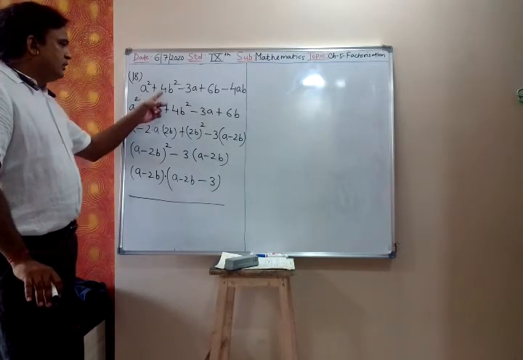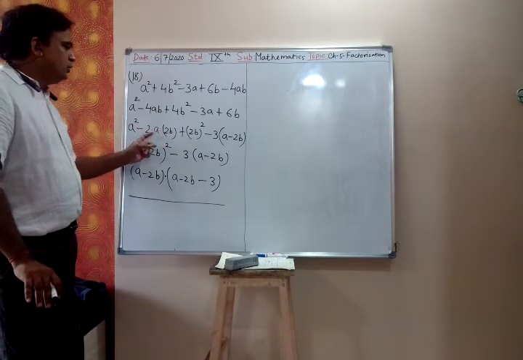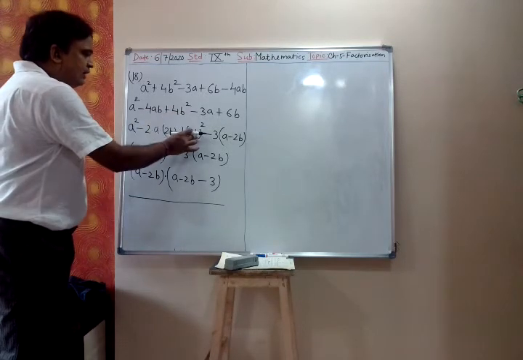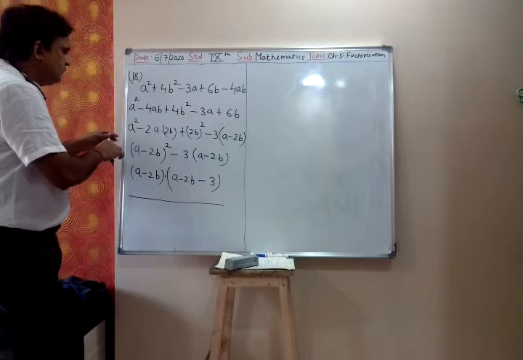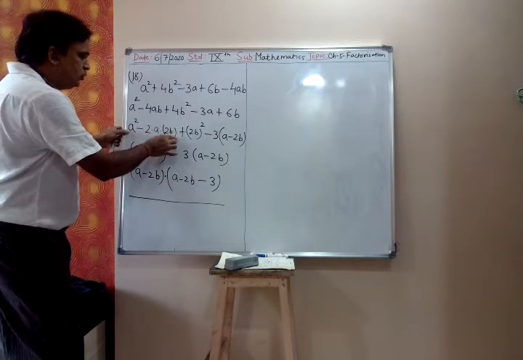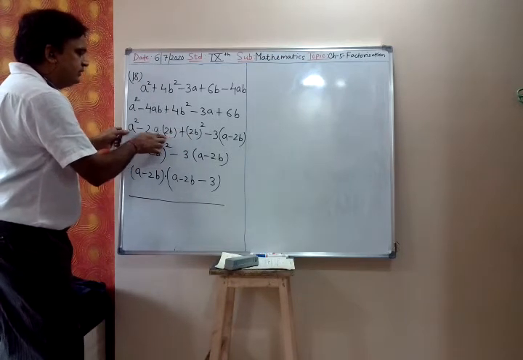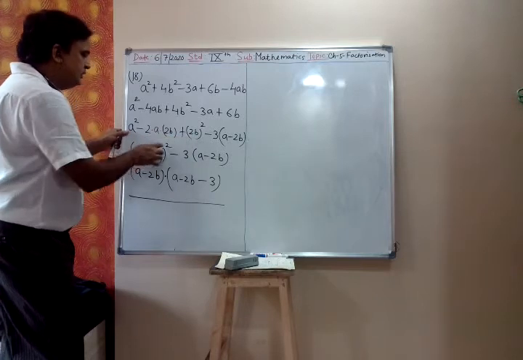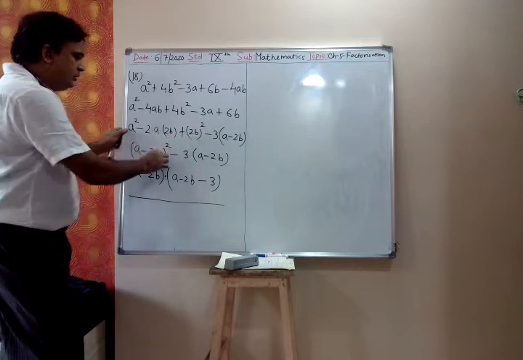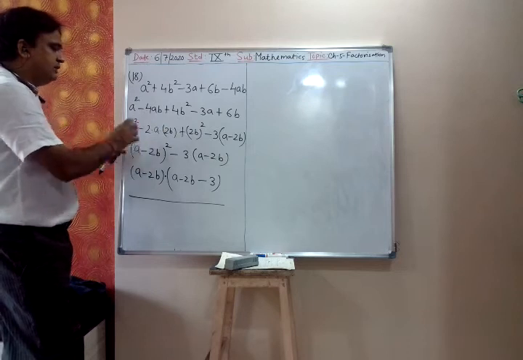So a square. Now 4ab, I can write 2 into a into 2b. 2 into 2, 4, a into b, ab. And this 4b square, I can write 2b whole square. So that this becomes a square minus 2 into a into 2b plus 2b whole square. Instead of b, I have 2b. So this I can write a minus 2b whole square. Instead of b, I have 2b.